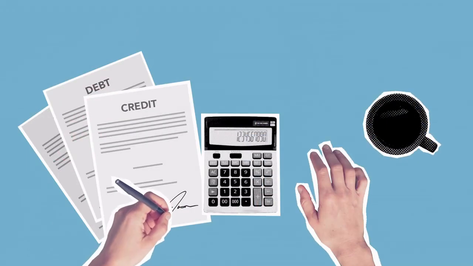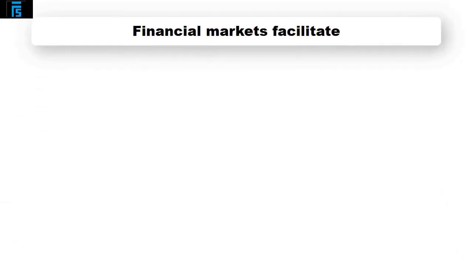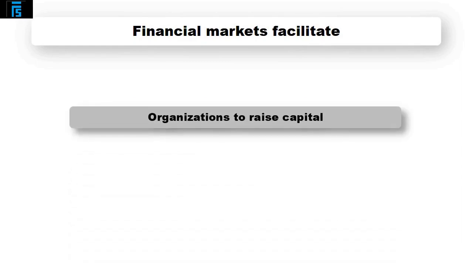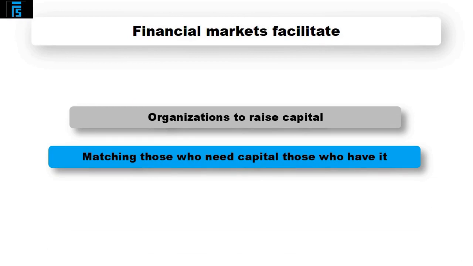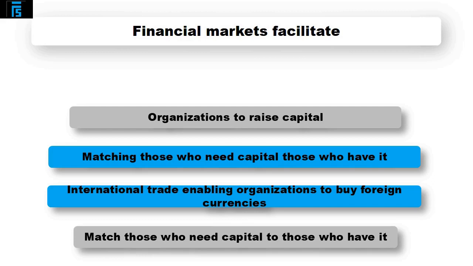So a company who needs to raise money can go to the financial markets and sell securities or bonds that offer a certain rate of return. Investors will buy these securities if they meet their required return. Financial markets help organisations to raise capital, to manage risk or transfer it. For example, foreign exchange risk can be managed with the derivatives market. International trade: by enabling organisations to buy foreign currencies in the currency markets, they can trade internationally. As I already said, they match those who need capital with those who have it.